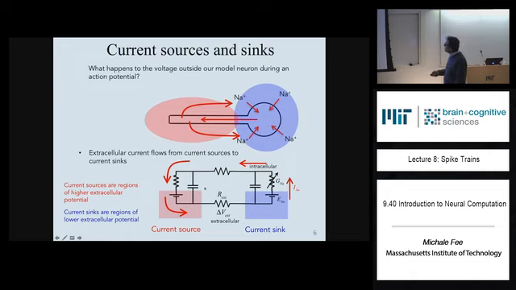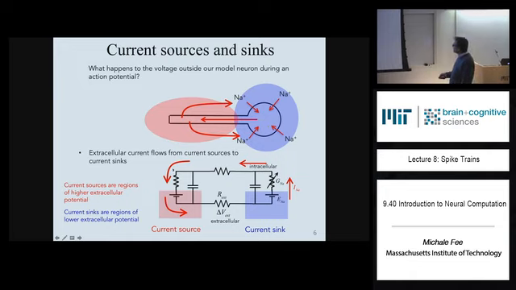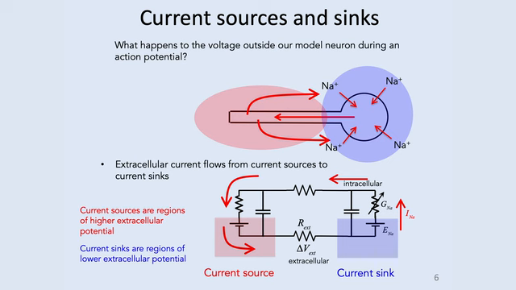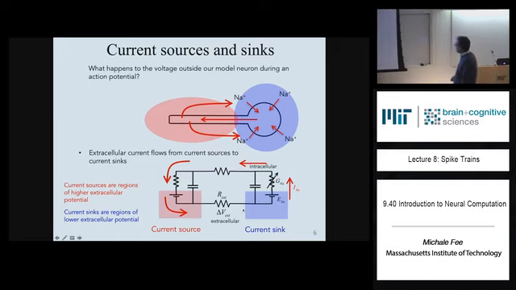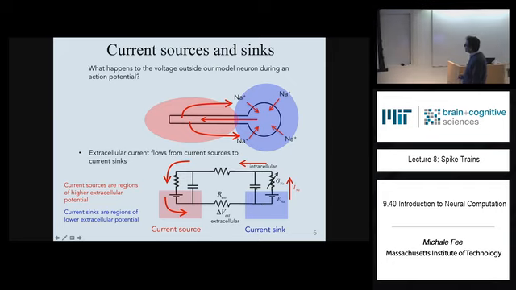So in our simple equivalent circuit model, you can see that the voltages are more positive in regions corresponding to current sources, and the voltages are more negative in regions of extracellular space corresponding to current sinks. Current is flowing in the extracellular space from the region of the dendrite to the region of the soma. The voltage here is more positive, the voltage here is more negative.